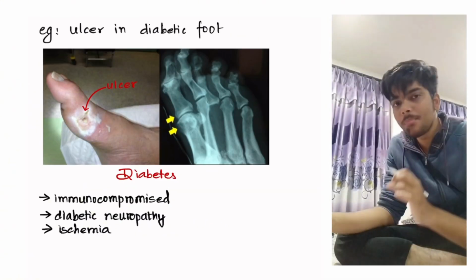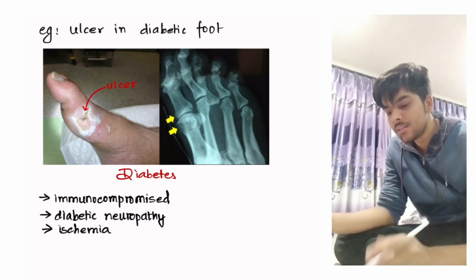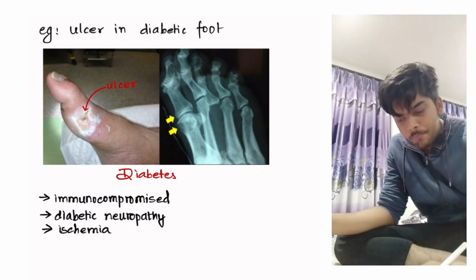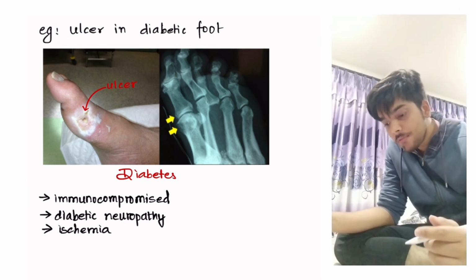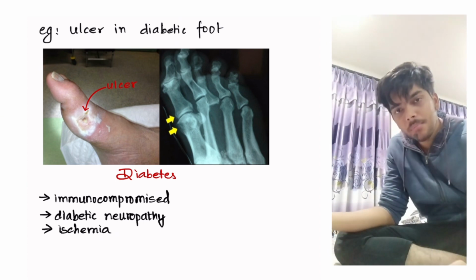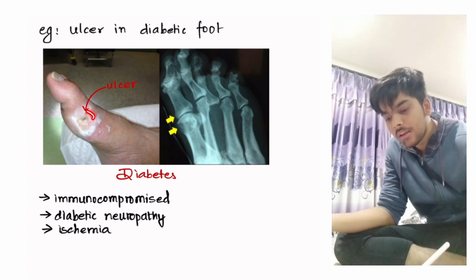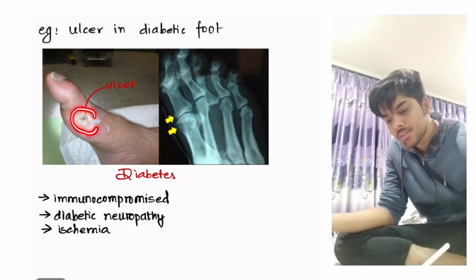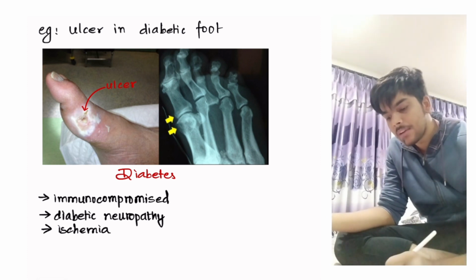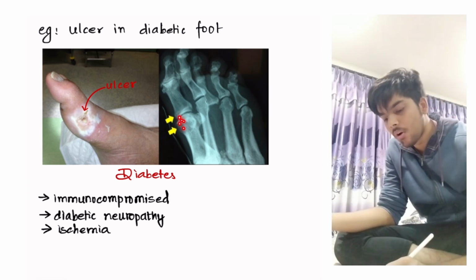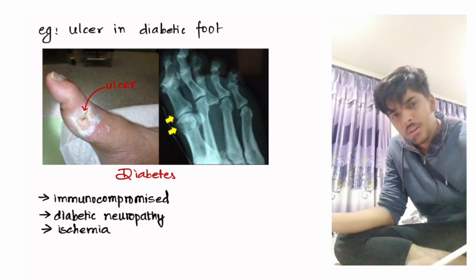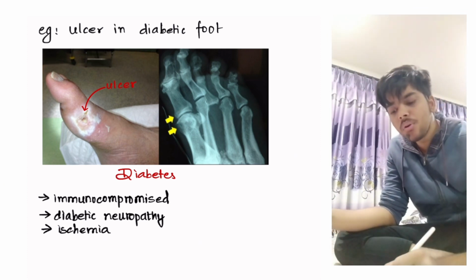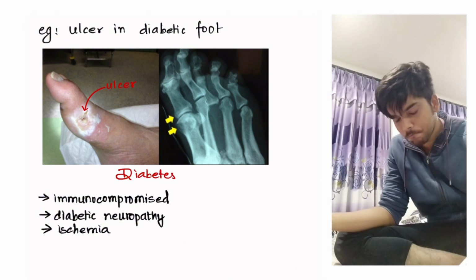The best example of direct extension is an ulcer in a diabetic foot. Basically, the foot of a patient suffering from diabetes develops an ulcer, and through this ulcer, the infection is able to enter inside the body and finally reach the bone where it can cause osteomyelitis. But first things first, how does an ulcer develop in the foot of a diabetic patient?